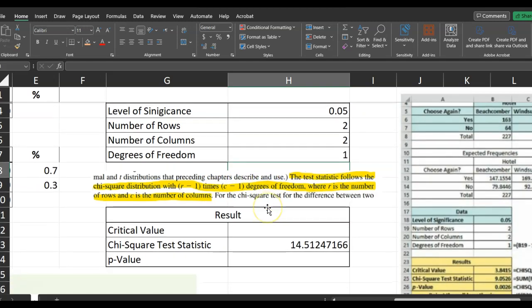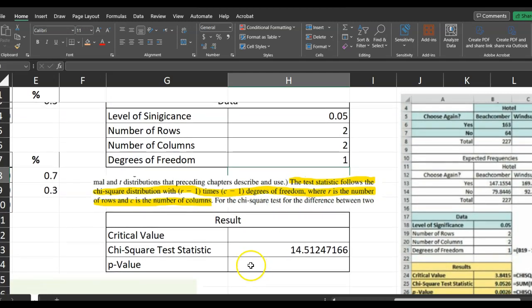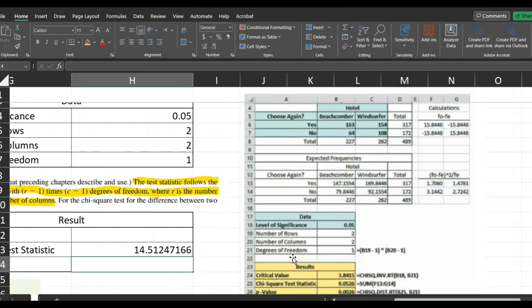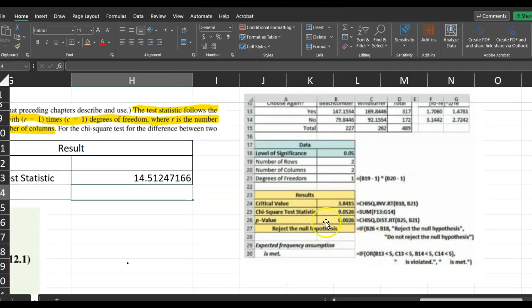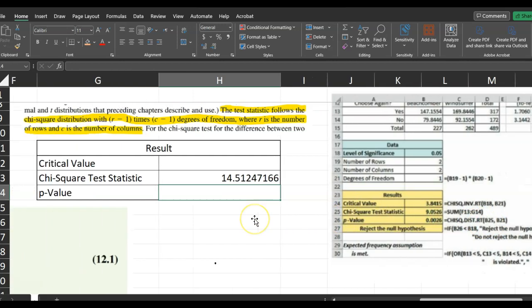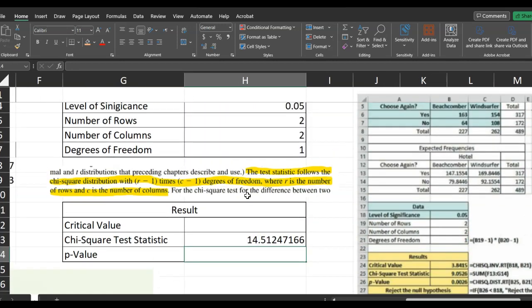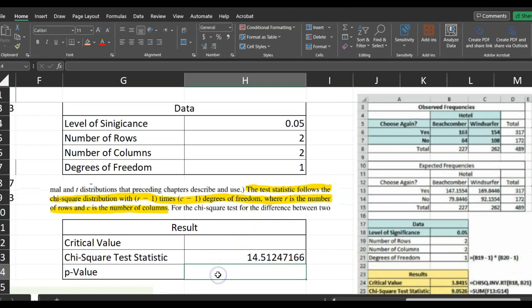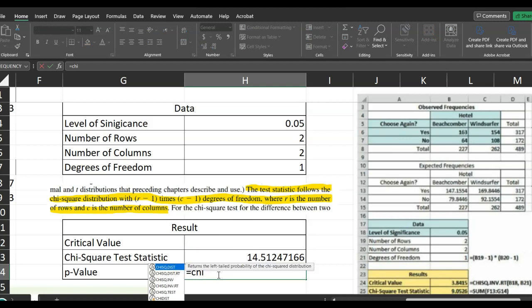Now the p-value again. If I go to this table, you can see here the p-value formula, the chi-squared distribution RT. That's what I'm going to apply. You type an equal sign and then chi. As soon as you type chi, you can see chi-squared distribution RT. RT basically means right tail, and chi-squared is the chi distribution. So I'm going to select this one.